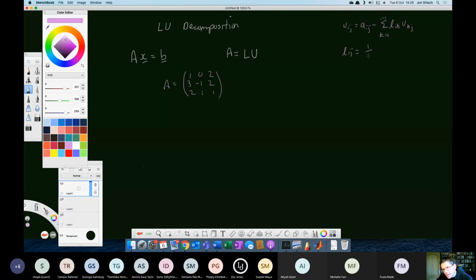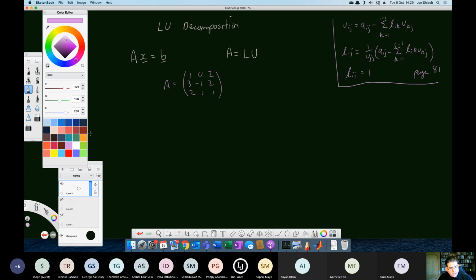Okay, and Lij is 1 over Ujj, multiplied by Aij minus a sum, where k goes from 1 to j minus 1, of Lik Ukj. Also, on the main diagonal of L, we have a value of 1. So these are given to you in the notes. That's on page 81.